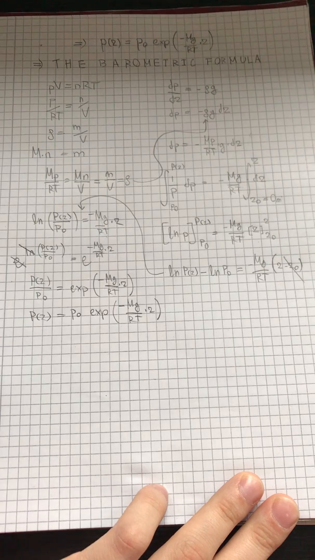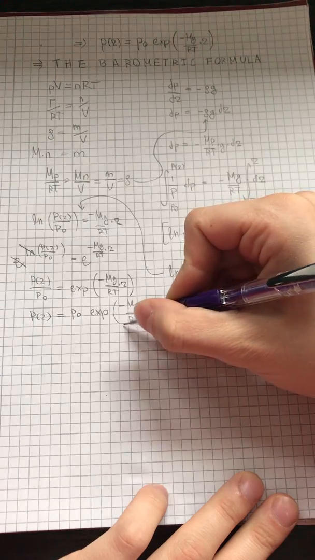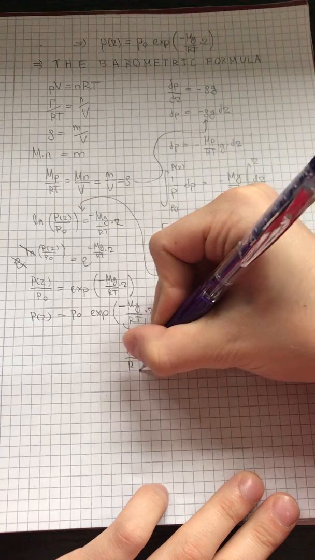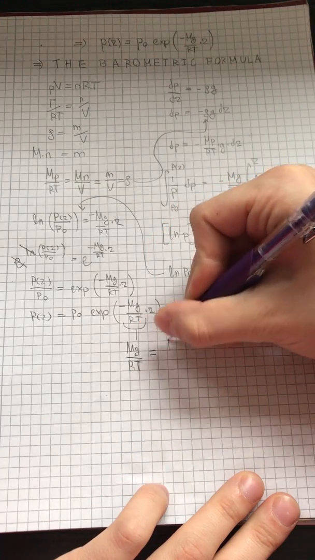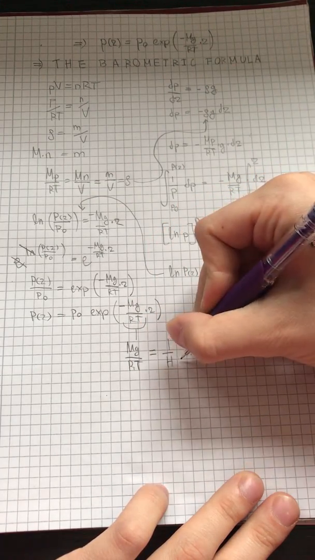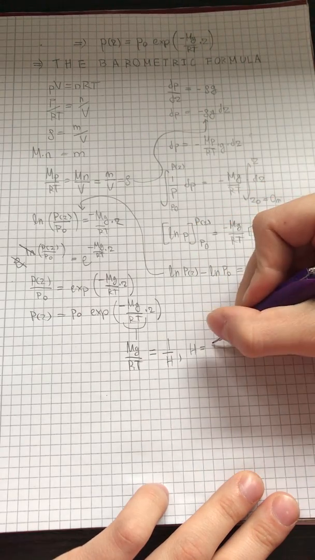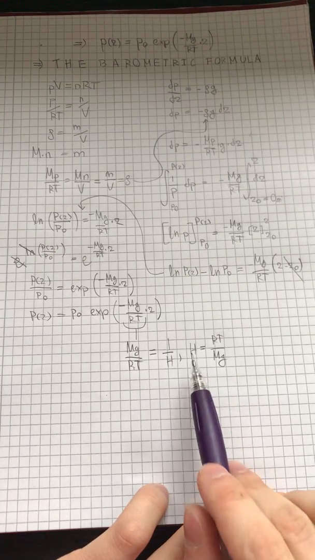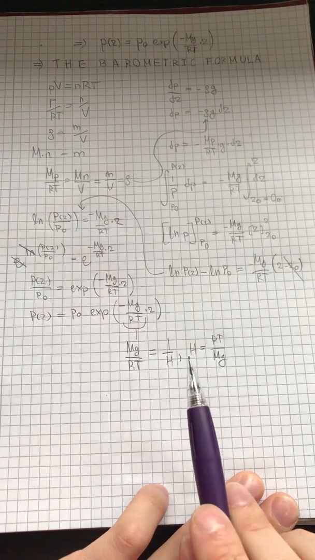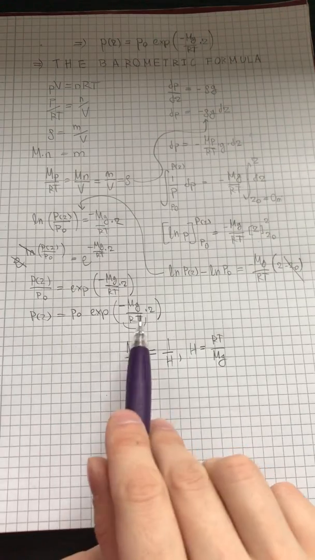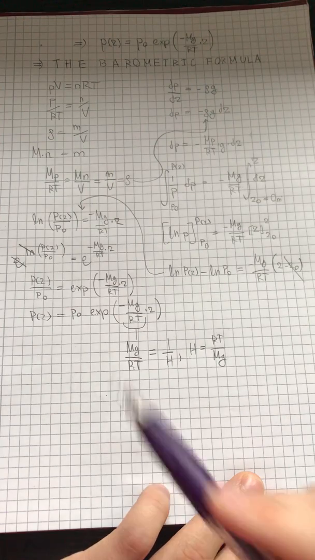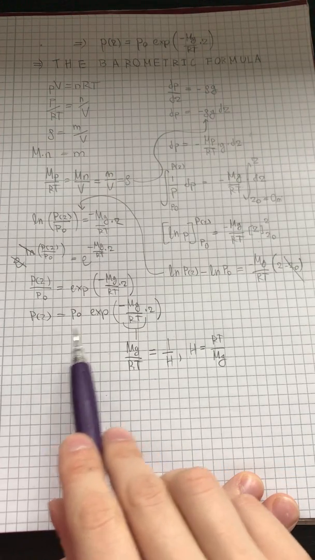To give a cliffhanger to the next episode, we are going to take this term right here without the minus sign, mg over RT, and say that it is equal to 1 over h. Then h is equivalent to RT over mg. And h is a very important quantity in atmospheric sciences. It's known as the scale height, and just from this formulation alone, it should tell you that h is the height it takes for pressure to fall by a factor of e.